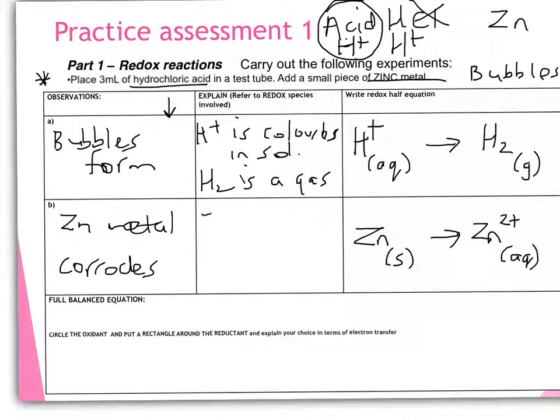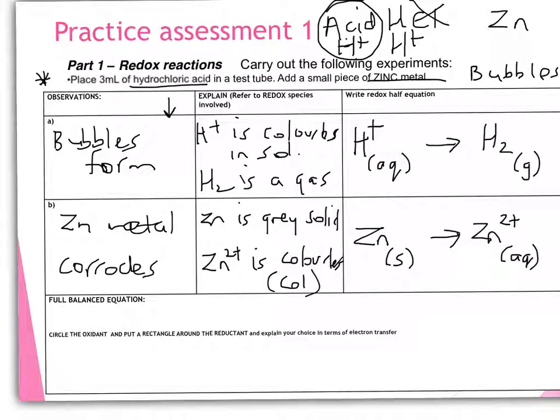Here you would be saying Zn is a grey solid, and you get this information off that table from the previous page, and Zn2+ is colourless. Okay, I'm just going to say colourless is "col" from here on. Okay, so that's what we're writing in those boxes.